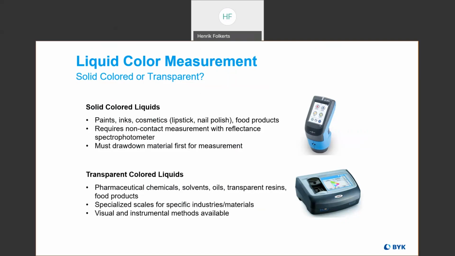So the second category of liquids for color measurement are transparent colored liquids. These include things like pharmaceutical chemicals, solvents, oils, transparent resins, and again, some food products. And so there are specialized scales for specific industries or materials, and there are both visual and instrumental methods available.